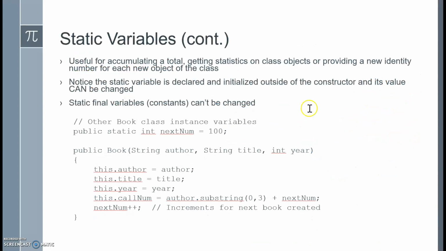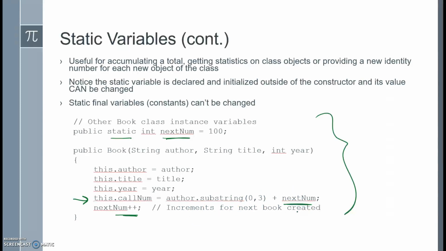If you refer to this code segment that we see down here, this is similar to how we did the call number for our book class. We took a substring, so the first 3 letters of the author's last name, and then we added to that the next book num. And the next book num started at 100, and it was a static variable. And so the first book that we added to our library had a call number of last name 100. And then we increased by 1. So then the next book that was added was last name 101, last name 102.